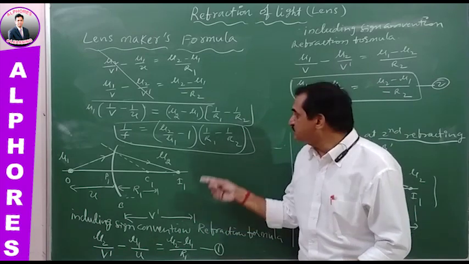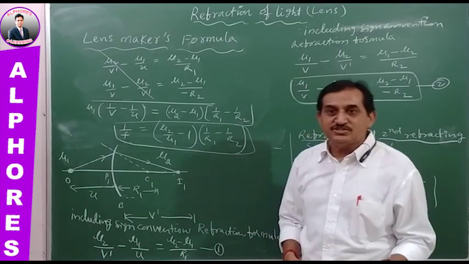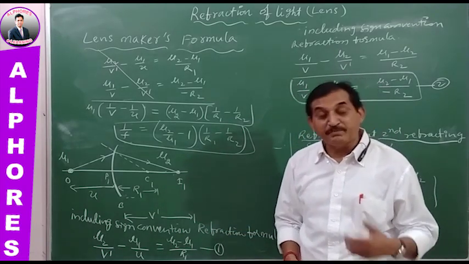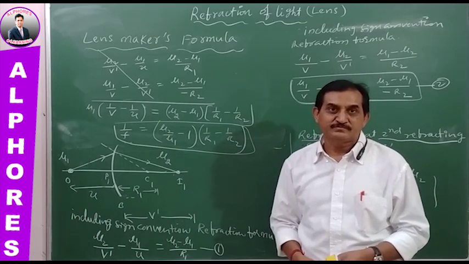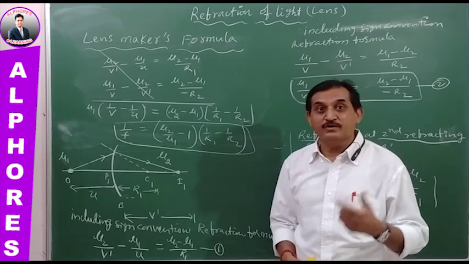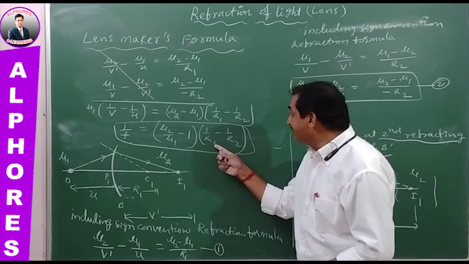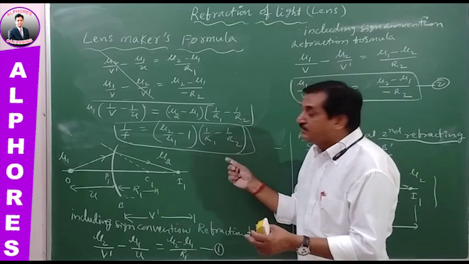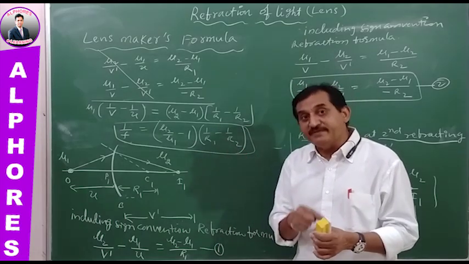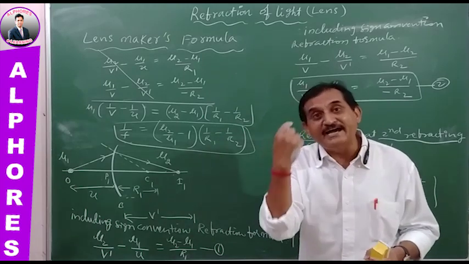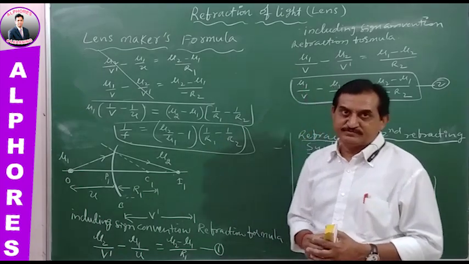By using this formula, a technician can construct or prepare a lens by grinding it over the machine, and the radii of curvature are designed in such a way as to get the desired focal length of the lens.